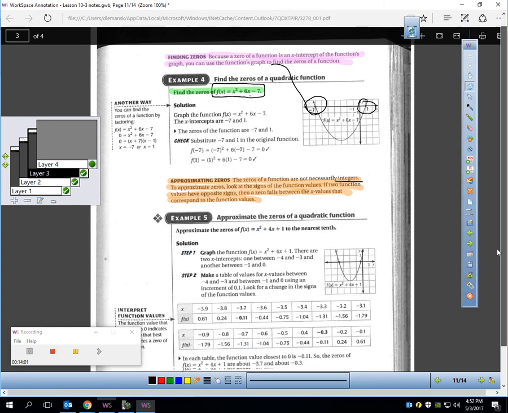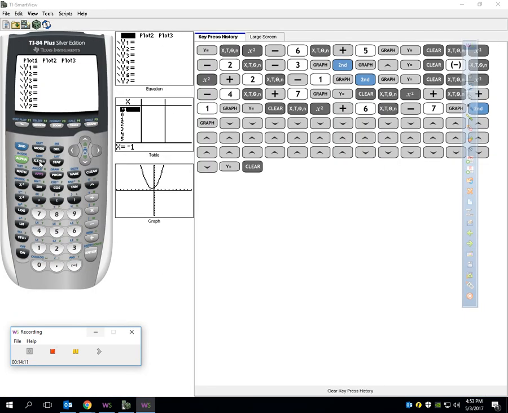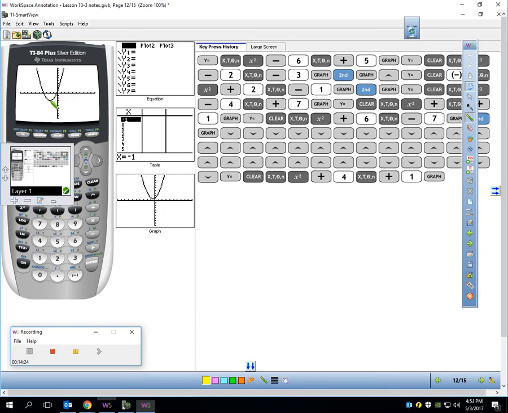Let's approximate this function to the nearest tenth. We're going to type it in our calculator first, x squared plus 4x plus 1. I'm going to graph it. Do you notice my answers for this? It looks like one answer is in between negative 3 and negative 4, and the other answer looks like it's in between maybe 0 and negative 1. I'm going to have to use my calculator to approximate these.